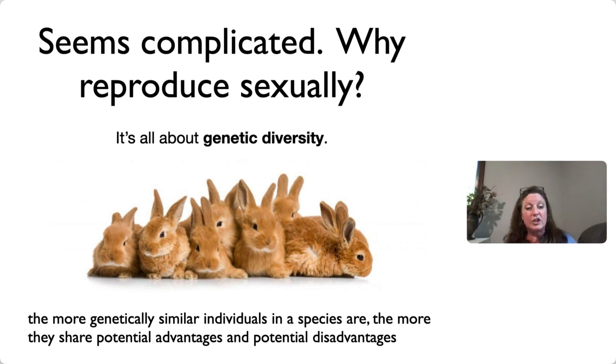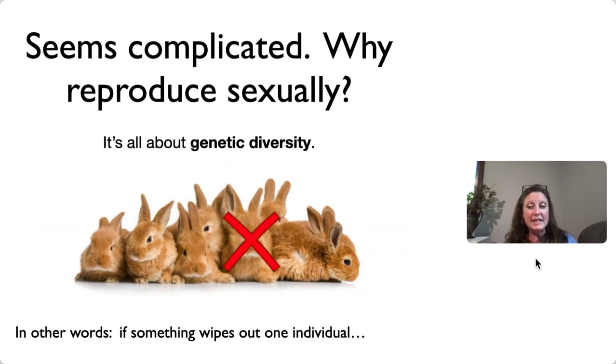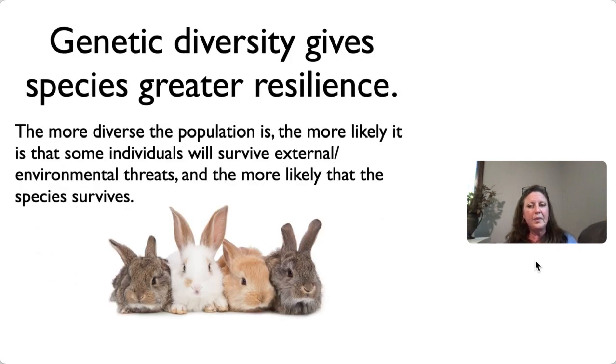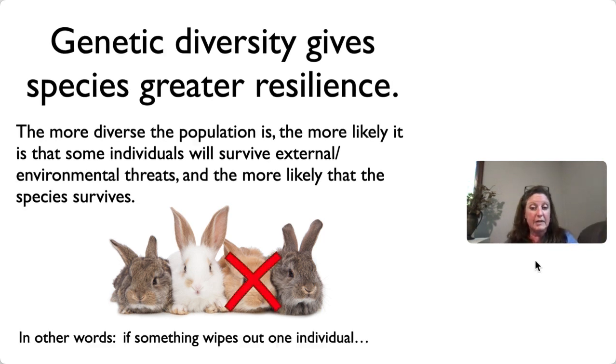The more genetically similar individuals in a species are, the more they share the same advantages and disadvantages. That means that if something that happens in the environment wipes out one individual, then it's likely to wipe out all of the members of the species, and you lose the population. However, when we have genetic diversity, that means that some individuals will randomly have traits that enable them to survive and reproduce, where others will not. But the species will go on, even though it changes in its composition.